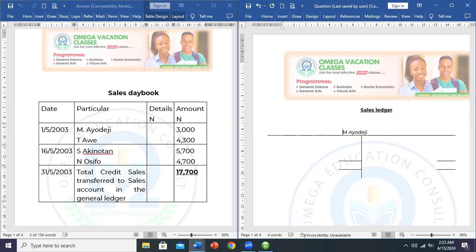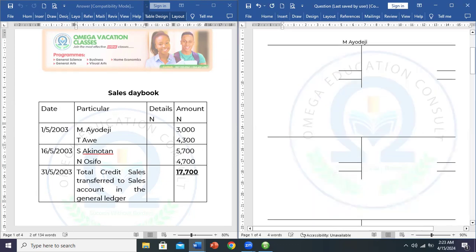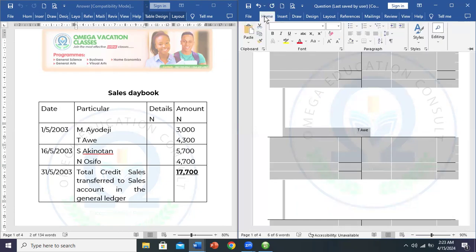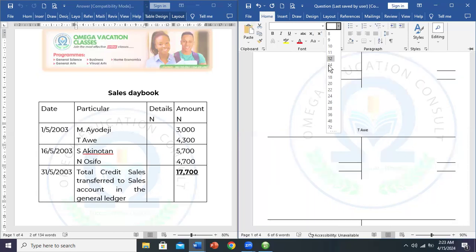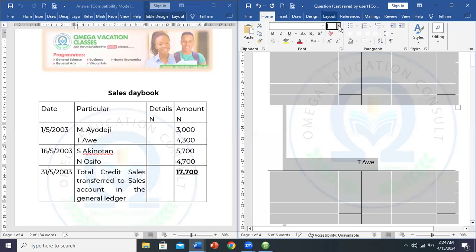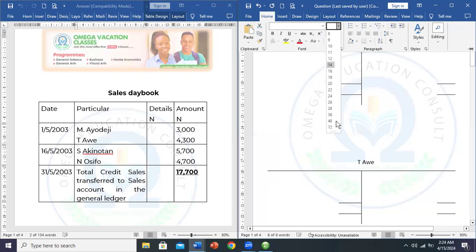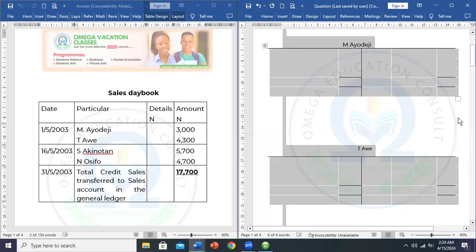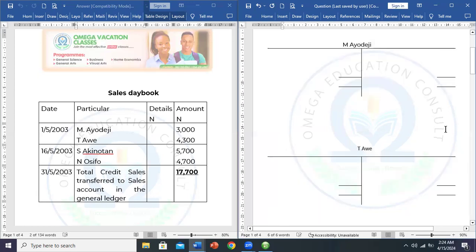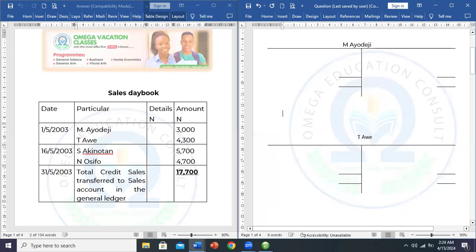Okay, let's do that for T. Awe and the others. Then we'll come to put in the entry. Please, if you don't understand anything along the line, make sure to draw my attention. Let me increase my font size. Okay, so we can move to the next person, which is S. Akinotan.